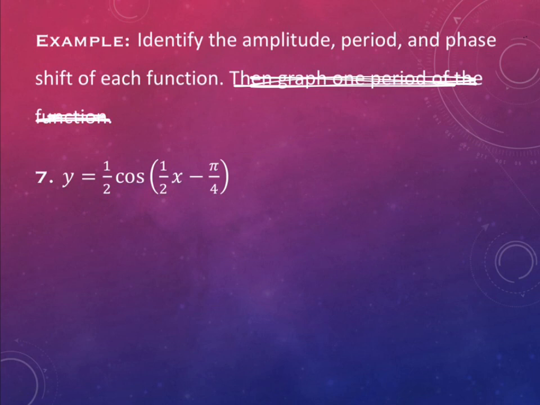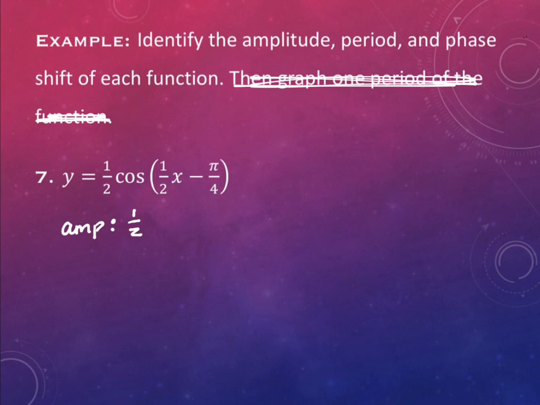So we're going to look for y equals 1/2 cosine of 1/2 x minus pi over 4. All right, so on this one, the amplitude is 1/2. And I notice as I'm seeing this that we didn't actually find the period for the last two.